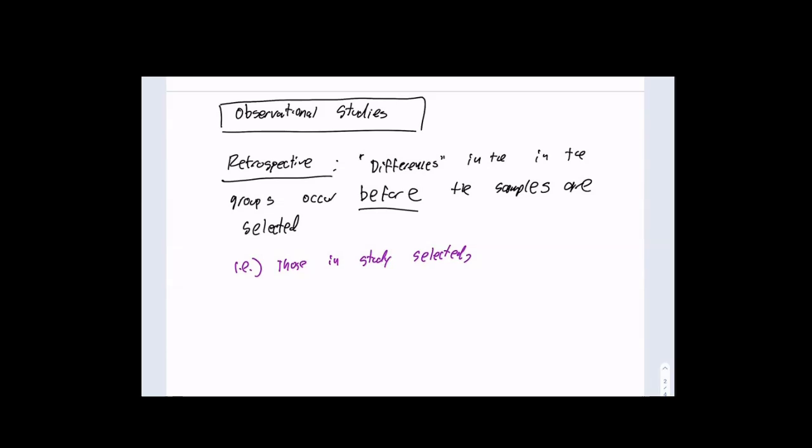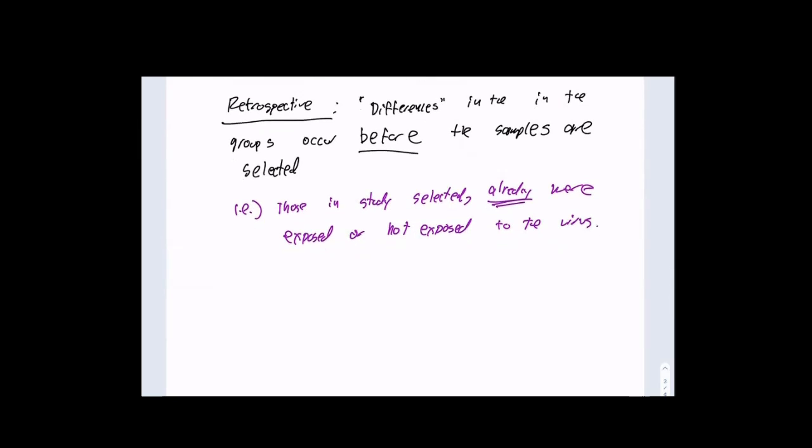So in a retrospective study, and let me just go forward then. Those in a study already were exposed or not exposed to the virus. So when you selected these individuals for your study, they already were exposed or they weren't exposed.